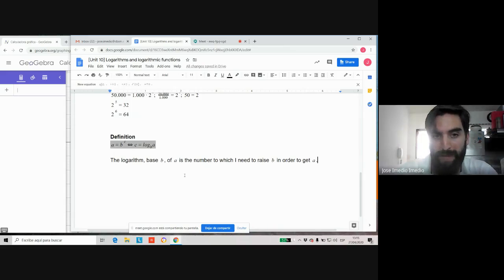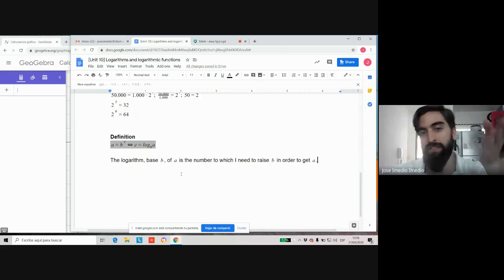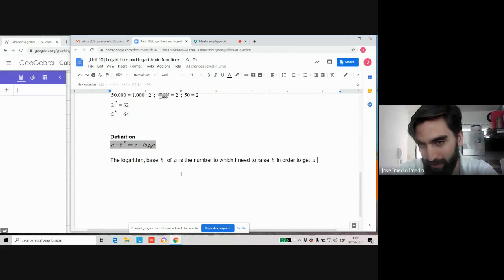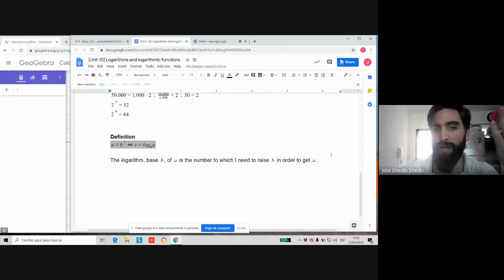Logarithm base b of a is the number to which I need to raise b in order to get a. Lo digo en español. El logaritmo base b de a es el número al que tengo que elevar b para obtener a. Okay, let me solve an example here.